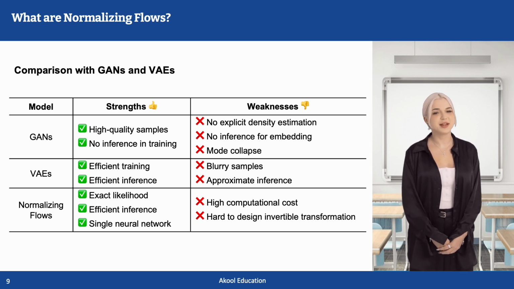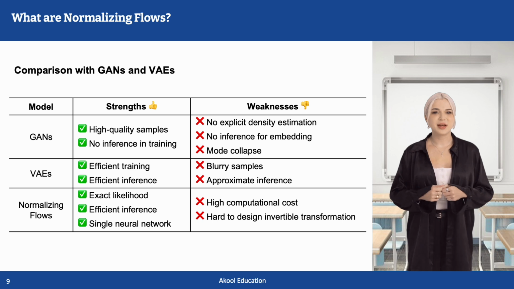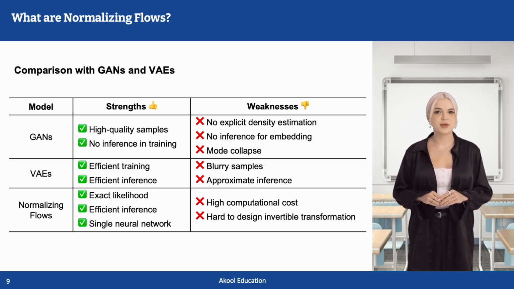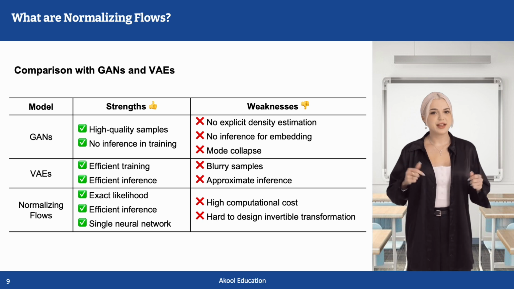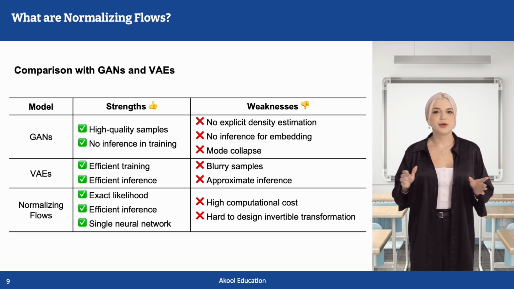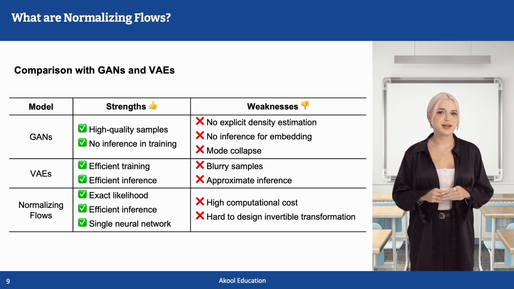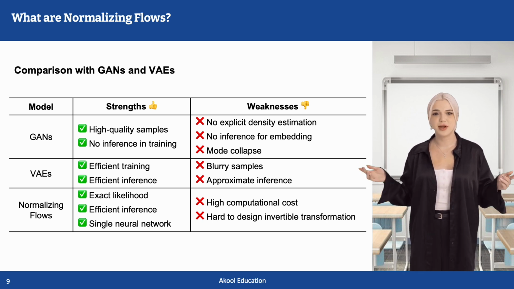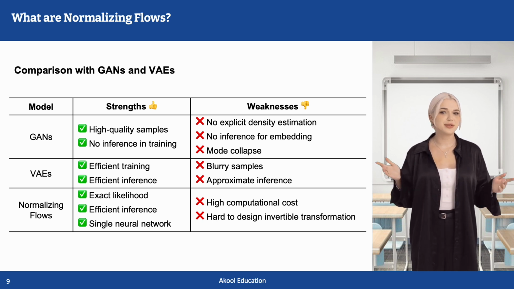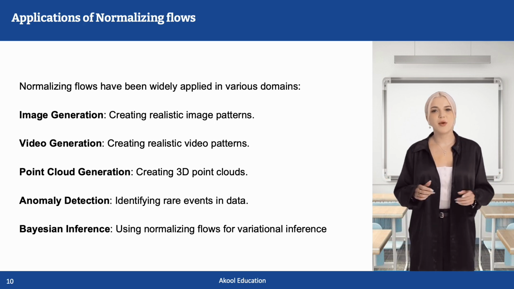Normalizing flows, in contrast, allow exact likelihood estimation, making them mathematically rigorous. They are also more stable to train than GANs, though they can be computationally expensive due to the requirement of invertible transformations. Each model has its strengths and weaknesses, but normalizing flows offer a unique balance between expressiveness, stability, and likelihood estimation. Normalizing flows have been widely applied across various domains.